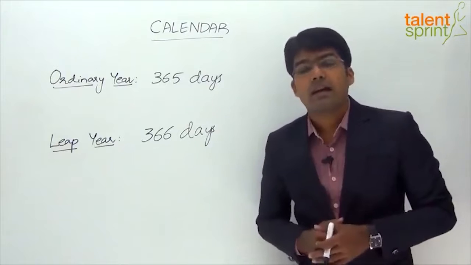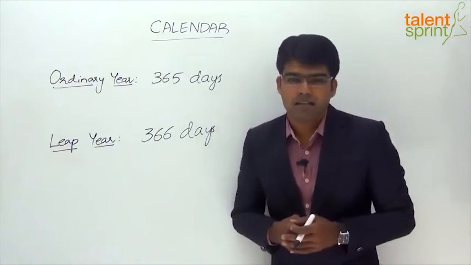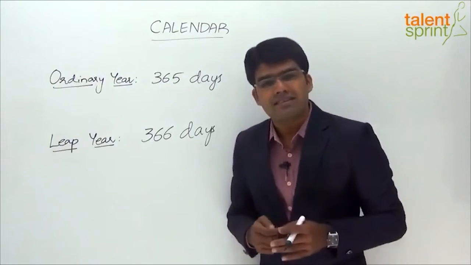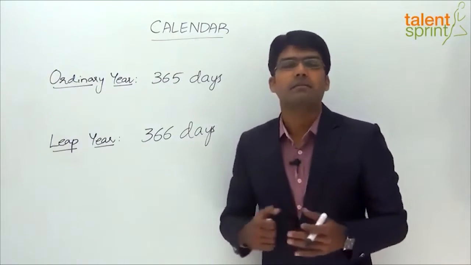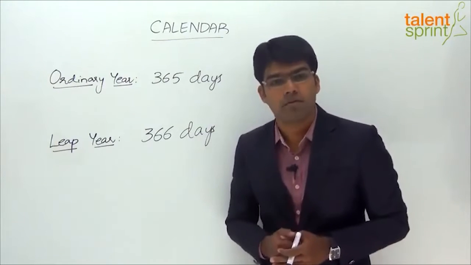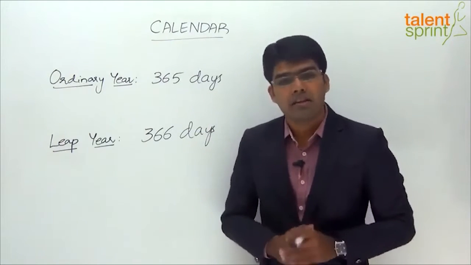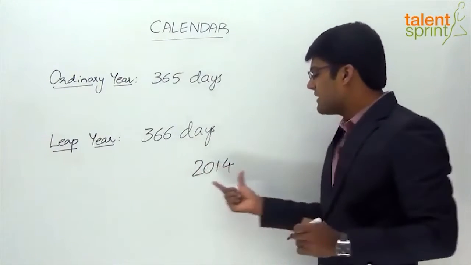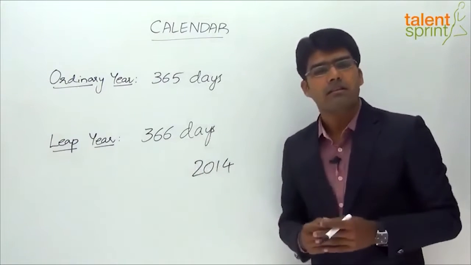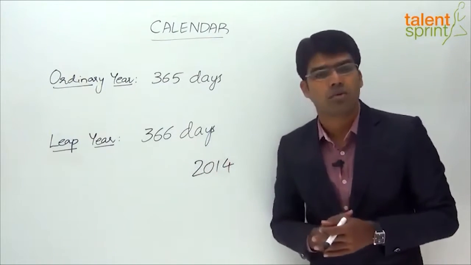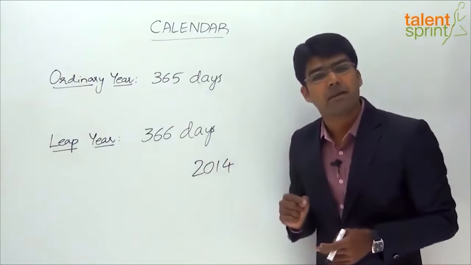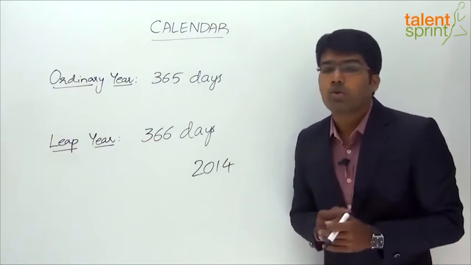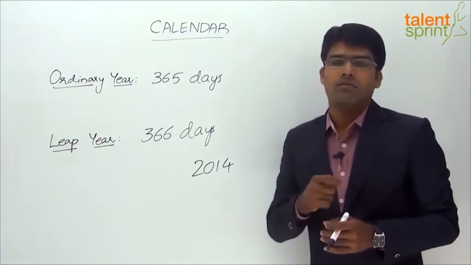Let us now understand how do we decide whether a given year is an ordinary year or a leap year. The simple point here is that if the given year is divisible by 4, then it is a leap year. And if it is not divisible by 4, then it is to be considered an ordinary year. For example, 2014. How do we check if 2014 is a leap year or an ordinary year? Just divide 2014 by 4. If 2014 is exactly divisible by 4, then it becomes a leap year. Otherwise, it is an ordinary year. Now you know the divisibility for 4 from the number systems topic.